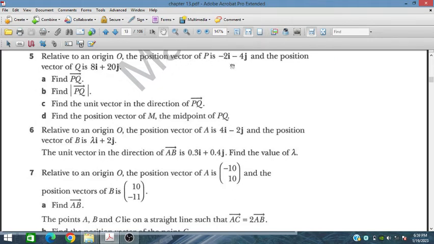This is the OP vector and this is the OQ vector, and we have to find the PQ vector and then the magnitude of this PQ vector, and find the unit vector in the direction of this PQ, and find the position vector of M, the midpoint of PQ. So this is very important. Question number 5.